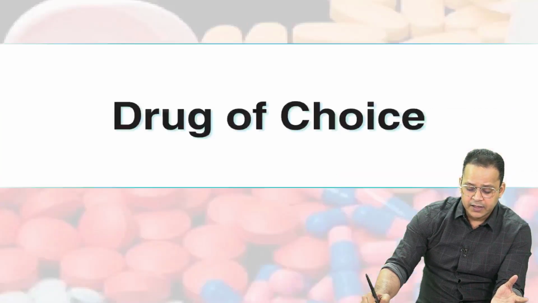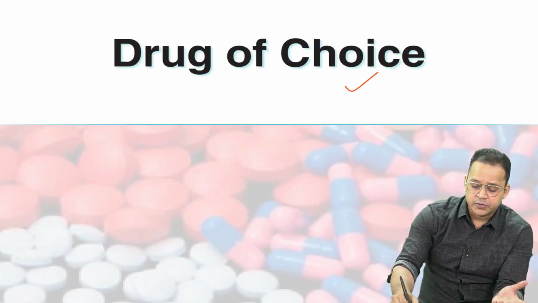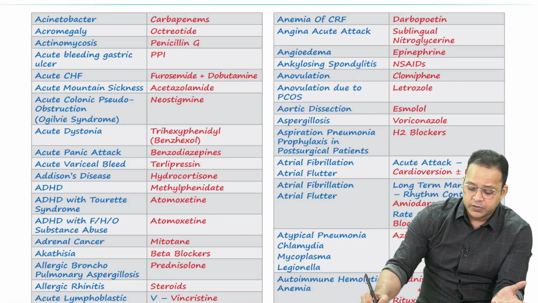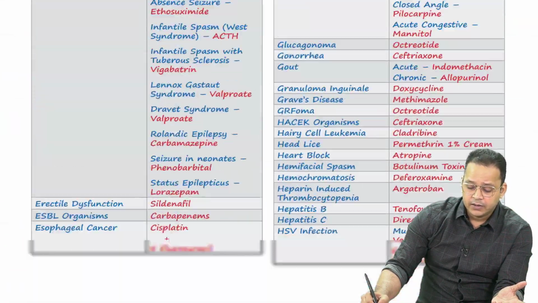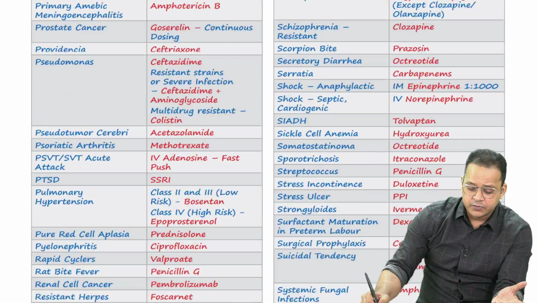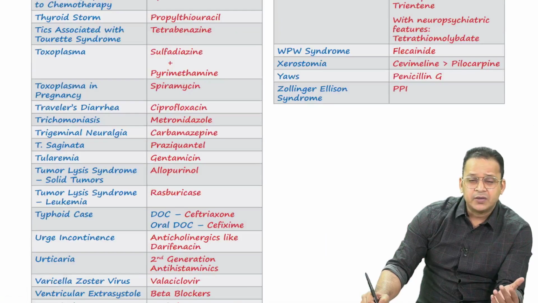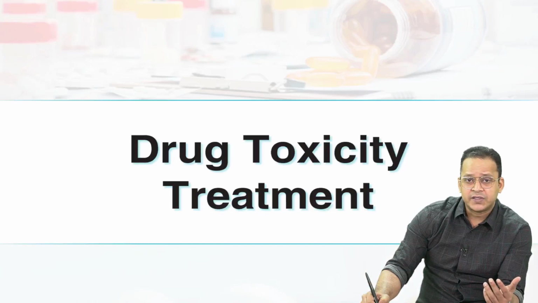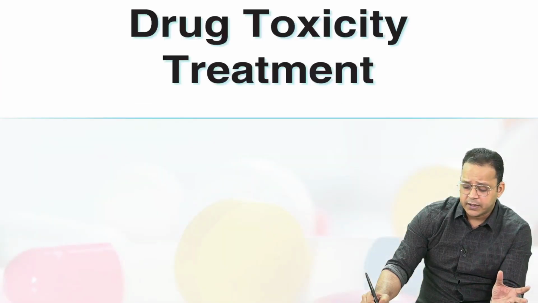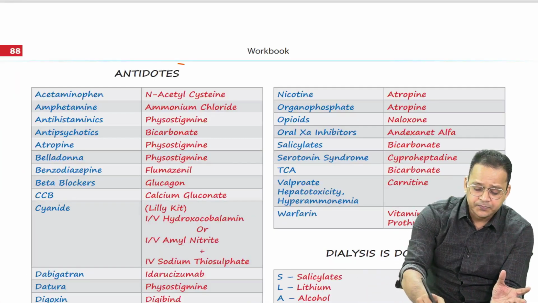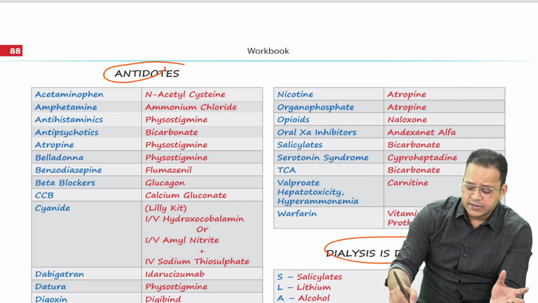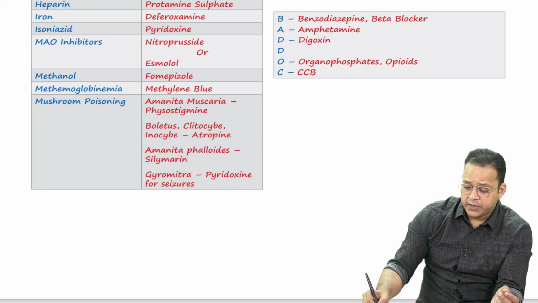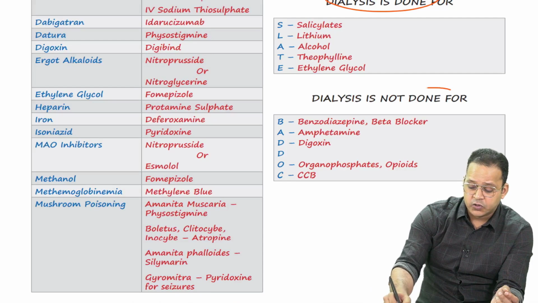And finally, the last thing is drug of choice. I've even given you a table of drugs of choice here, alphabetically, in 5 to 6 pages. It'll help you to revise. I'll tell you how to revise these drugs of choice so that by the time of the exam, you retain everything. And finally, at last, we'll end with drug toxicity and treatment. I've created a separate table for that, where you have the antidotes of choice and dialysis, where dialysis is done and where it is not done.